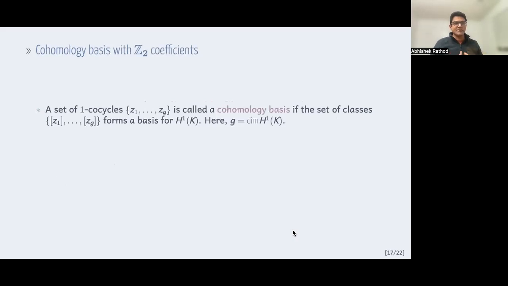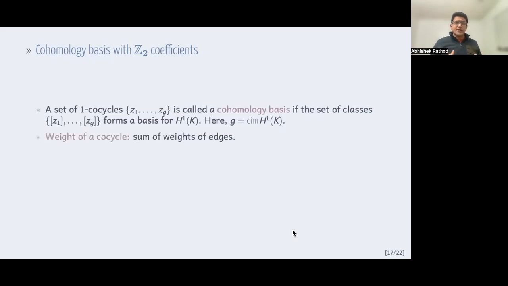It's called the cohomology basis with Z2 coefficients. So let me say what that is. A set of cocycles Z1 to ZG is called a cohomology basis if the set of classes [Z1] to [ZG] forms a basis for the first cohomology group of K. Here I'm denoting the dimension of the first cohomology group by G. So this is what I mean by a cohomology basis. It's a set of cocycles that are non-trivial and linearly independent.